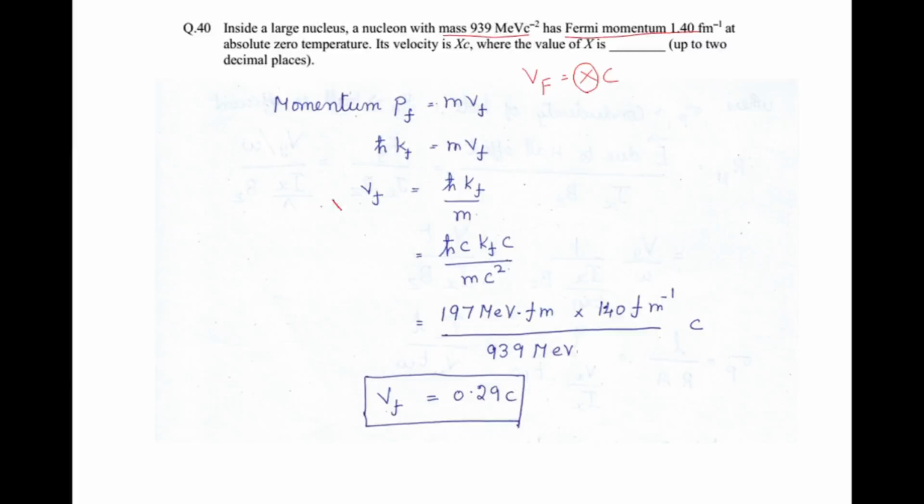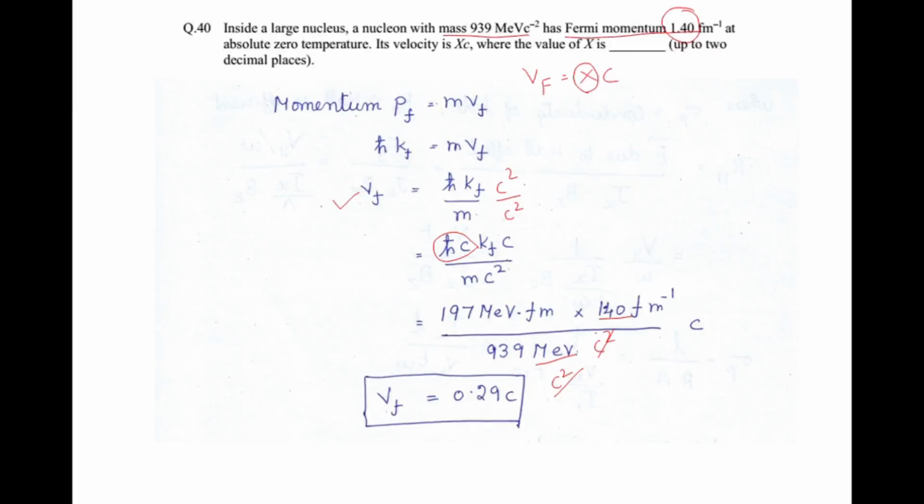We know that Fermi velocity Vf is equal to h cross kf divided by m. Now multiply and divide by c square on numerator and denominator. So we will be getting h cross c into kf c divided by mc square. In the question itself they have given h cross c value as 197 and here the Fermi momentum value is given as 1.4. So here 1.4 is written and c can be kept as it is. And the mass value is given as 939 MeV divided by c square. Here also we have one more c square. So both will cancel off and we will be getting 939 MeV.